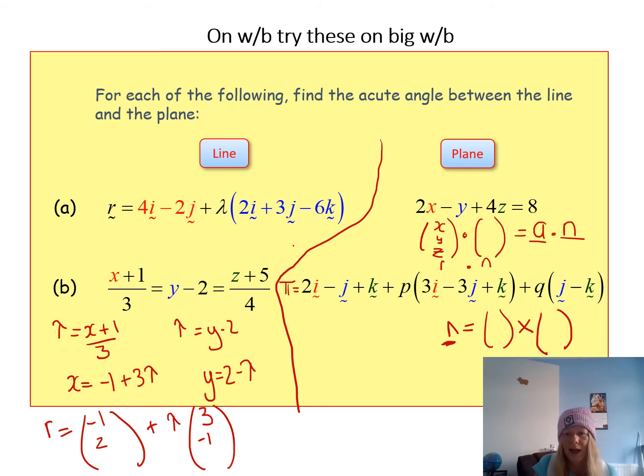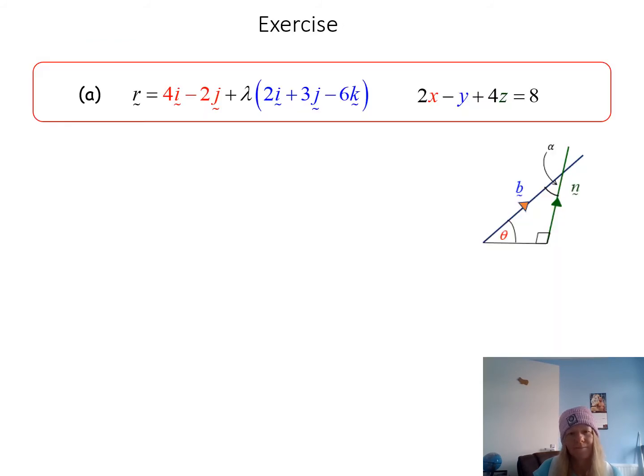So it's line, plane, that's one question. Line, plane, another question. And then, so pause it and have a go. It's not too bad. Hopefully you've paused now. Right. Hopefully you've unpaused. Here come the answers.